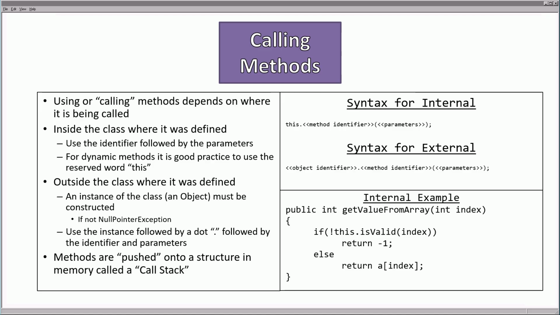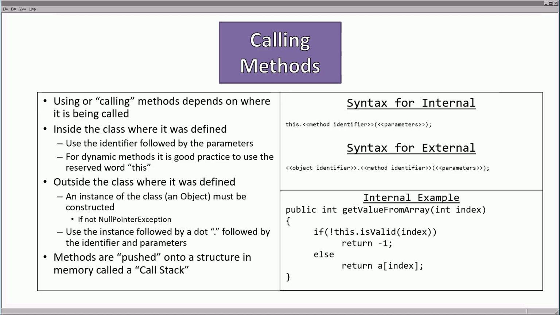Now, calling a method depends on where you're calling it from. If you're calling a method from inside the class from which it was defined, all you need to do is use the method's identifier followed by its parameters. In other words, the parenthesis. Now, whenever we are referring to these methods, again, we are assuming these are dynamically created methods. And for those methods, if we are referring to one to the other, it's a good idea to use the reserved word this.